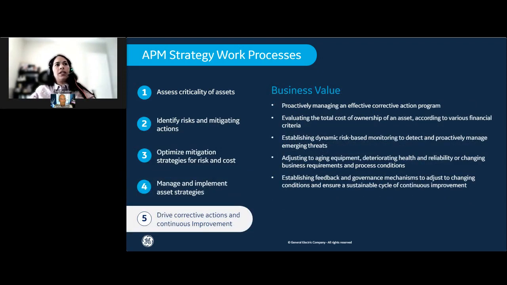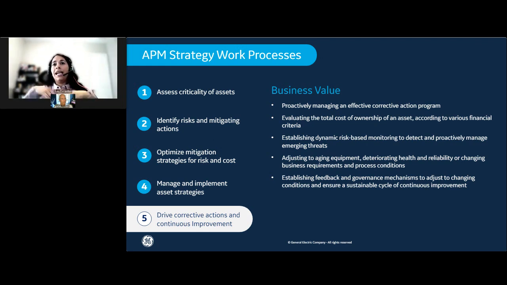Okay, the next step, step five in this cycle, is one of the biggest differentiators for the APM strategy suite that we have: we can drive the corrective action and continuous improvement, or establish a continuous improvement process. There are different elements that we need to take into account, but it's important to proactively manage the effective corrective action program and integrate the asset strategies across all the multiple systems in APM, including all the different pillars that we have in APM.